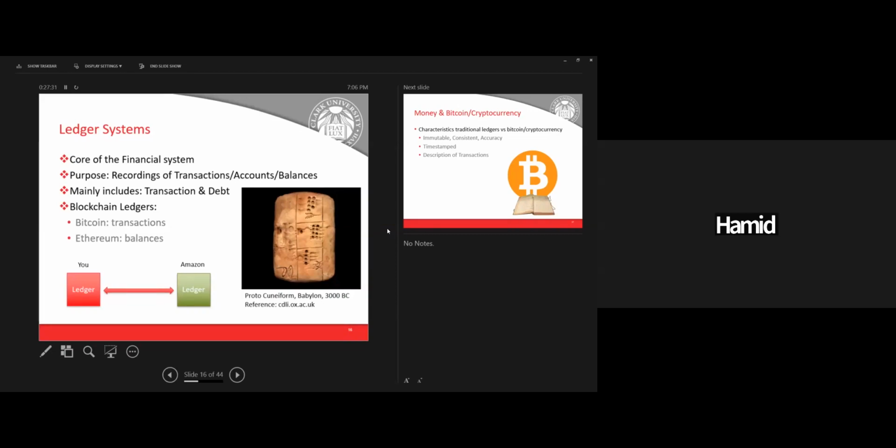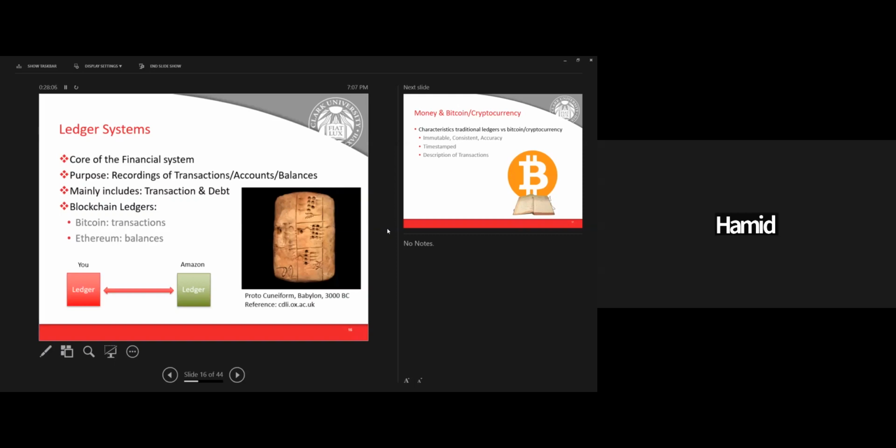Actually, the most important part of blockchain is also ledgers. So there is an immutable ledger that is decentralized and that everybody accepts. There are different styles of ledger. Bitcoin is a transaction-based ledger, but Ethereum is a balance-based ledger. Ethereum is the second most famous blockchain technology after Bitcoin.